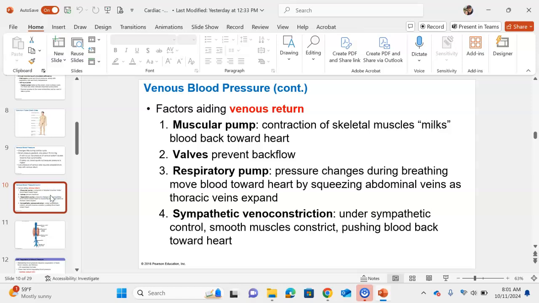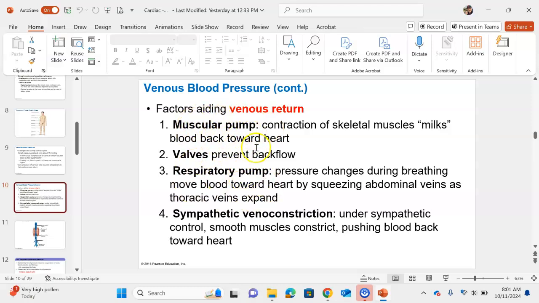Okay, venous return. We mentioned that blood coming back to the heart needs a little bit of assistance because, like we saw in that one graphic, pressure in the venous system is fairly low. So we have what's called venous return, which is the amount of blood getting back to the heart, and we need a little bit of help. And so there's a couple of things that help that. A couple of, I'm doing the air quotes, a couple of pumps called the muscular pump and the respiratory pump.